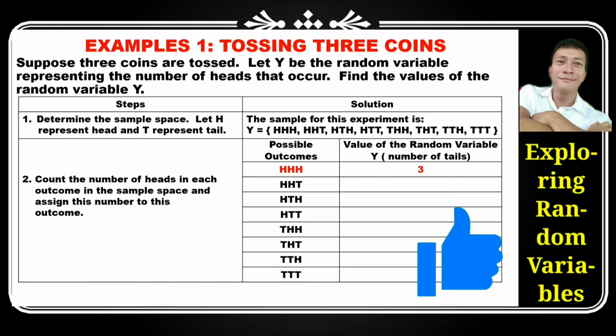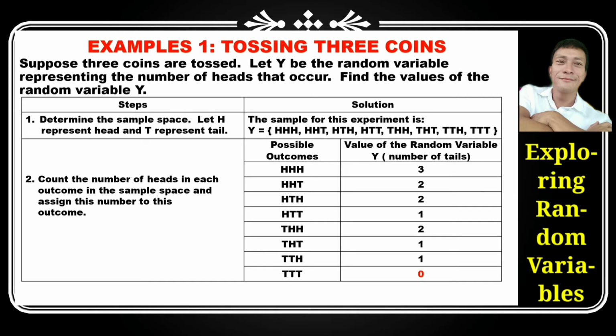On the first outcome, we have 3 heads, 2 heads on the second and third outcome, 1 head for the fourth outcome, another 2 heads on the fifth outcome, 1 head for the sixth and seventh outcomes, and no head on the eighth and last outcome. Now, through counting the number of heads in all outcomes, the possible values of the random variable y equal 0, 1, 2, and 3.